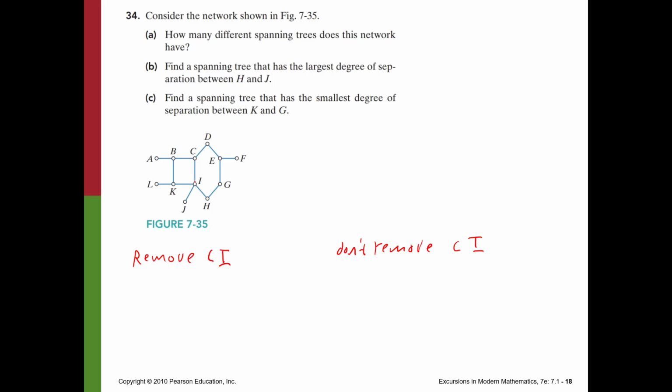And if we remove CI, we get rid of this edge, then we have one big circuit that has, all right, so let me go ahead and number them. 1, 2, 3, 4, 5, 6, 7, 8. So you could take out any one of those, and so then you are going to have 8 ways. Right?